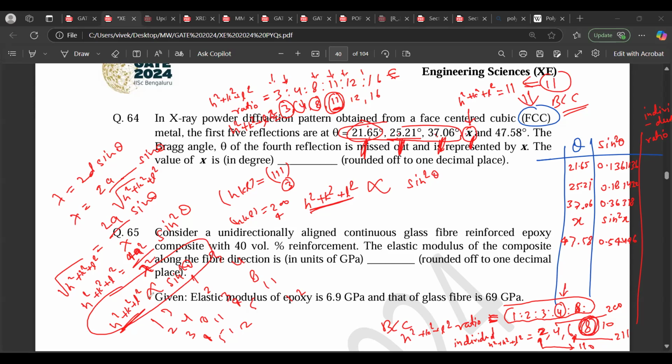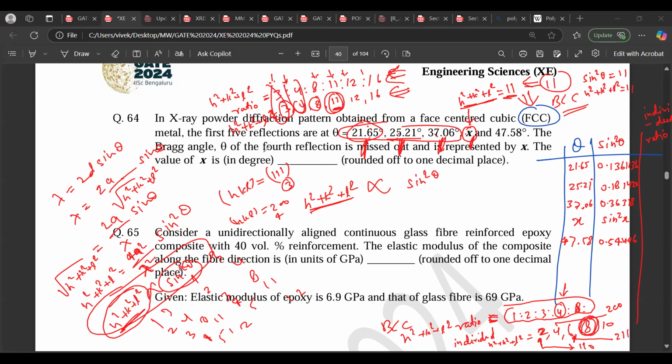Actually, if the individual value and the ratio value are the same, I'm again repeating it: if the individual value and ratio are the same, then every h square k square l square value will be exactly the same as every sin square theta. That means you can write sin square theta for the fourth peak exactly equal to 11. Even though it's a value of h square plus k square plus l square, you can write sin square theta equals 11. You can say, sir, in that case h square plus k square plus l square is exactly the same as sin square theta. Yes, because individually they are the same.